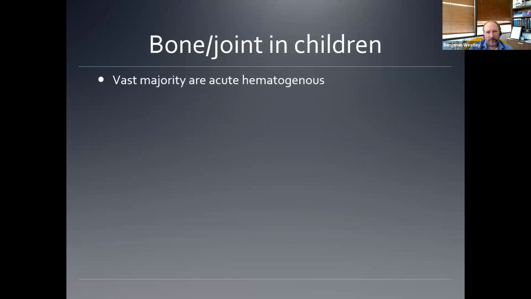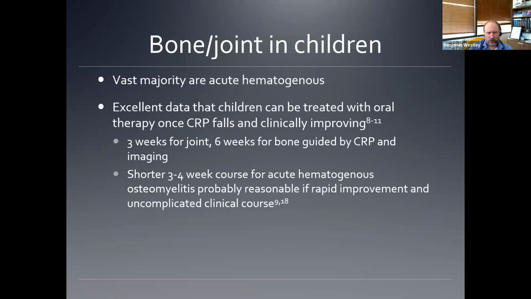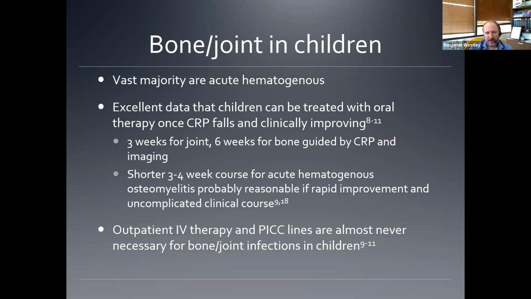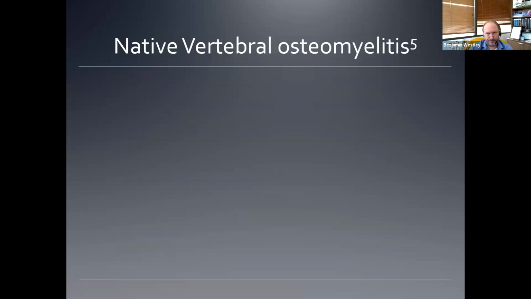Okay, so in children, most of these are hematogenous, and there's great data that oral therapy works just fine for children. We switch to orals as soon as they're clinically improving and the CRP in the blood improves. 3 weeks for joint, 6 weeks for bone, but 3 to 4 weeks for bone is probably actually okay. That's the new data. And then IV therapy and PICC lines are almost never necessary for bone and joints in children. And again, in adults, we're moving away from it, though a lot of specialists still do it. I've really moved away from PICC lines and IV antibiotics for bone and joint infections in adults as well.